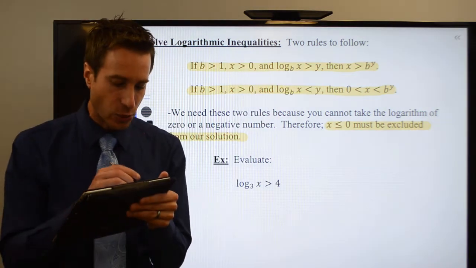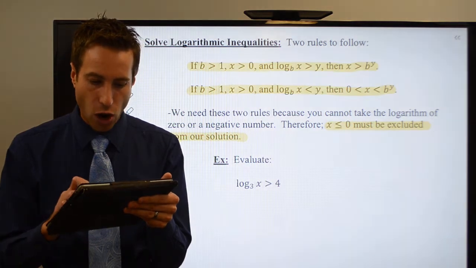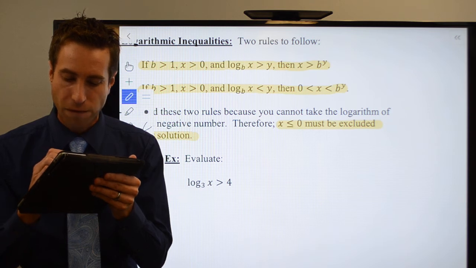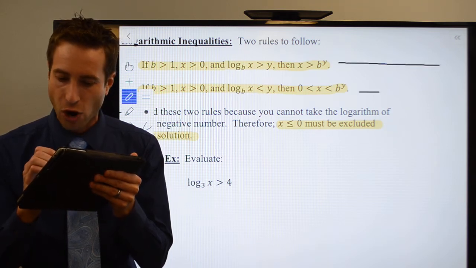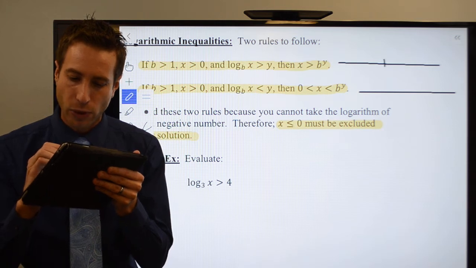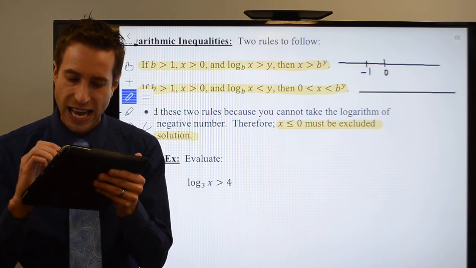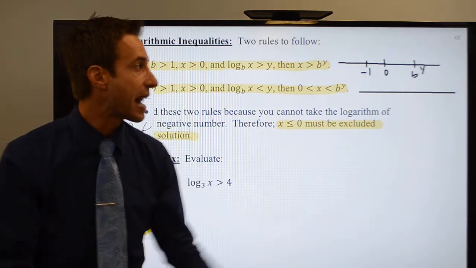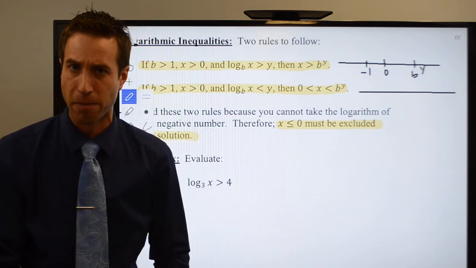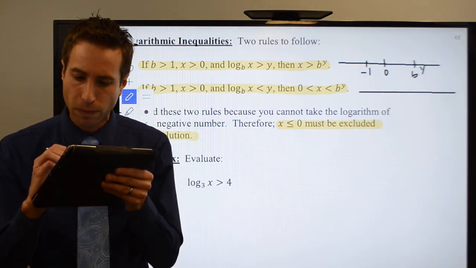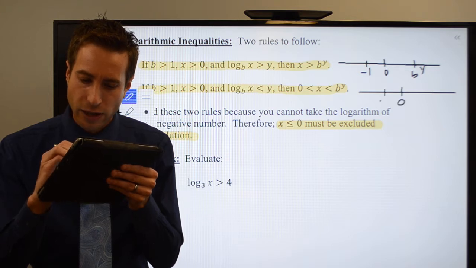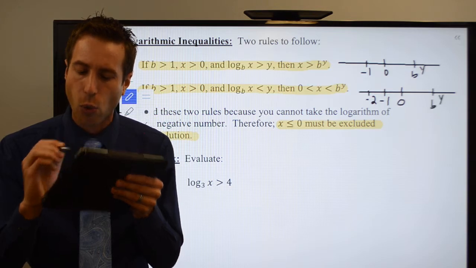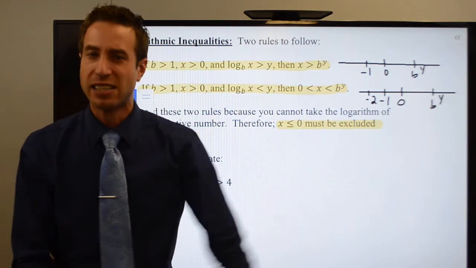Let me explain it to you this way. I think this will make a lot of sense to you. Let me draw you a couple of number lines. I'll draw a quick number line here for our first rule and a quick number line for our second rule. Let me put a couple of points on our number line. There's 0, there's -1, and let's say this point right here is b to the y, whatever that happens to be. Same thing for our second rule. Let me put a 0 on here. There's a -1, -2, and over here somewhere I have b to the y. This will be some positive number.